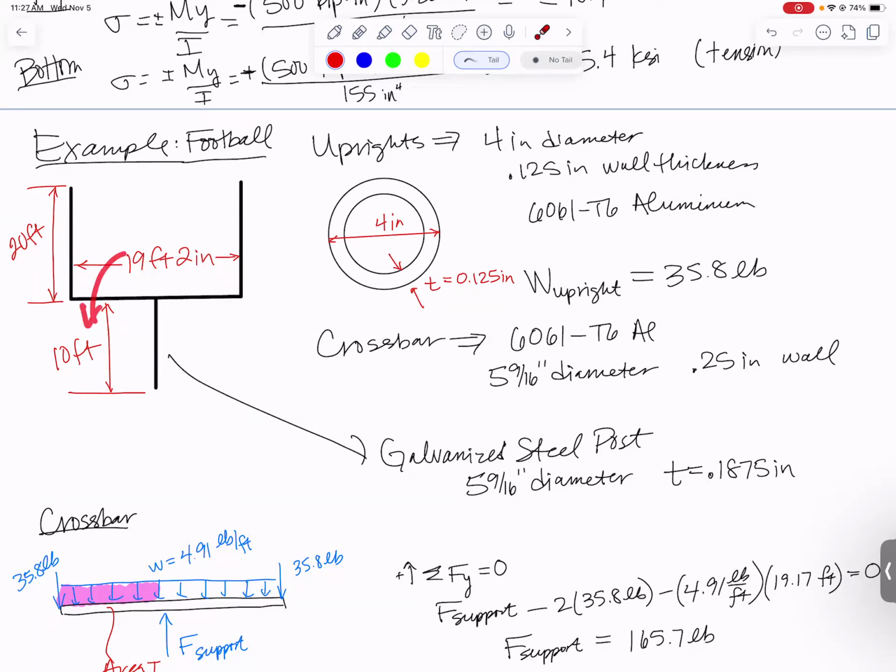Also, by rocking first one way and then the other and then back and forth, you're adding an element of fatigue. So you can't just use the plain old yield stress once you add fatigue to your loading. You have to do a more in-depth analysis, again, beyond the scope of this class.